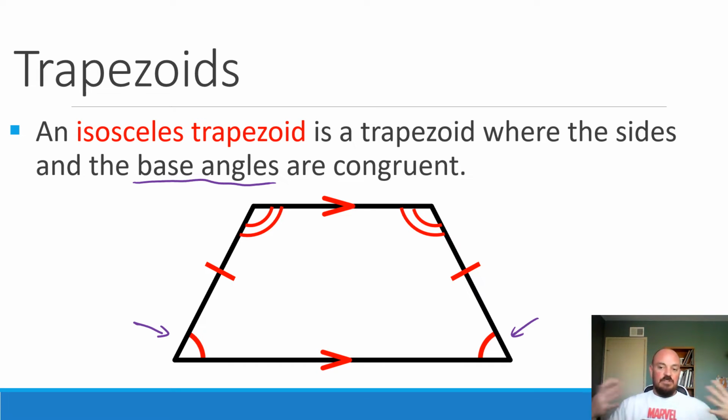Base means the bottom of a shape. But I want to make sure you guys know that these two angles are also congruent. Because if I took this trapezoid and flipped it over upside down, it's still the same shape, but now the bottom angles are the top angles. They flipped. So when I say the base angles are congruent, it actually means the two on the bottom and the two on the top. Each one, you have two pairs of congruent angles. Okay, and remember, that's an isosceles trapezoid only. That's when the sides are the same.